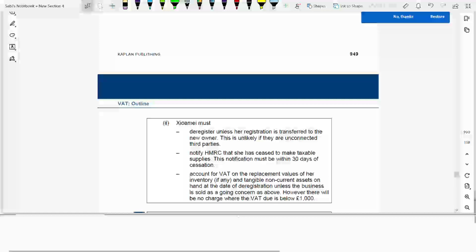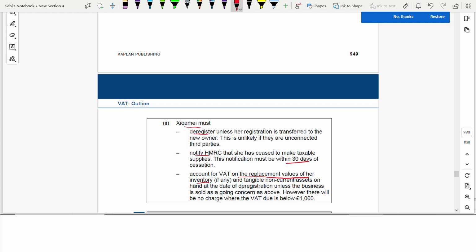Next thing, if they sell the business and it's not as a transfer or going concern, you have to deregister. Okay. Next, you have to notify HMRC within 30 days of cessation. Next, you have to account for the VAT on the replacement value of the inventory and tangible non-current asset at the date of deregistration. But if the VAT is below 1000, you don't have to pay any VAT.